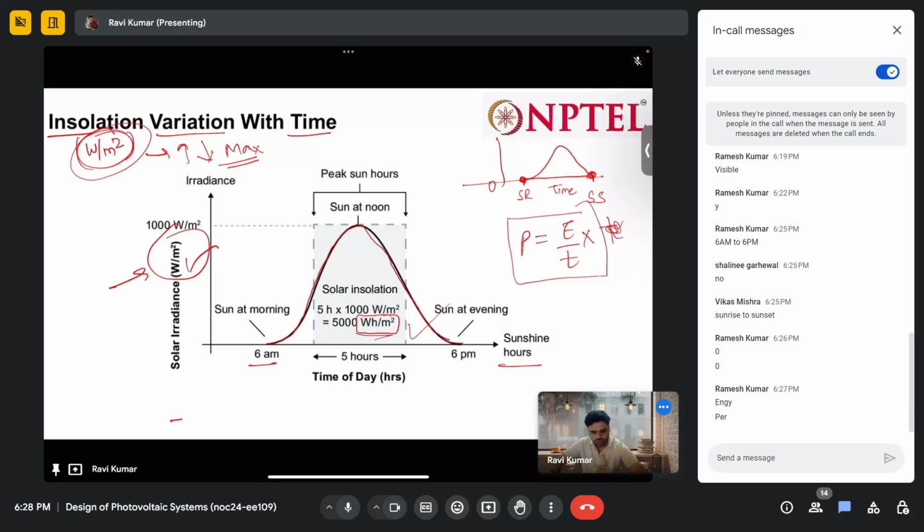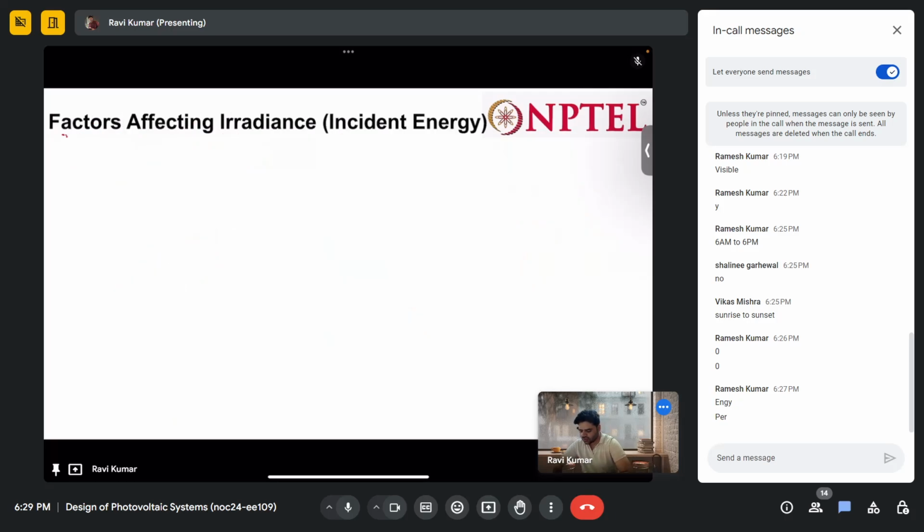Now we understood one thing, that our insolation depends on time. But are there any other factors on which this insolation will vary? That is the next thing. Factors affecting irradiance. What are the factors? You might be from different places. Let's assume someone is from Delhi, someone is from Mumbai. Are they getting the same light at the same time?